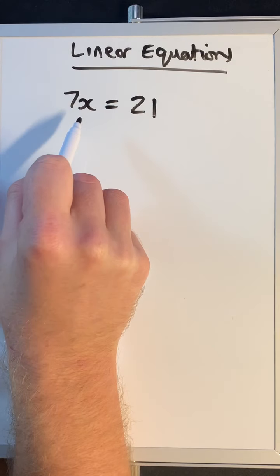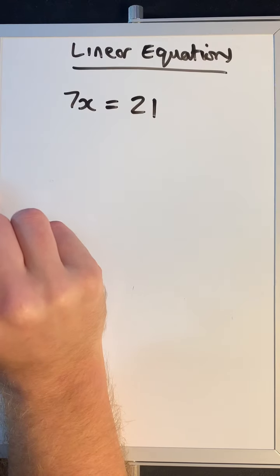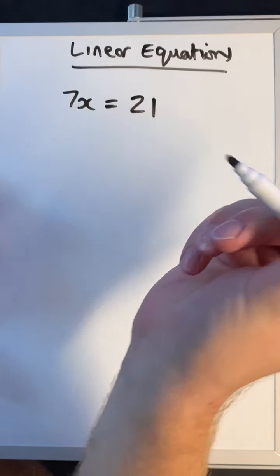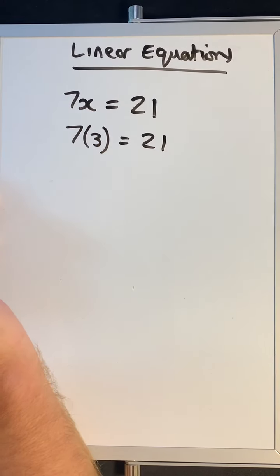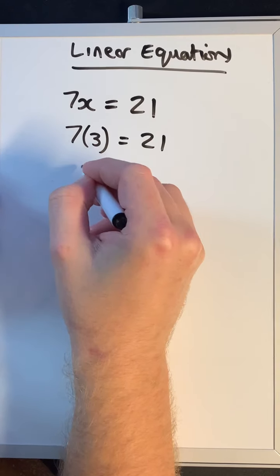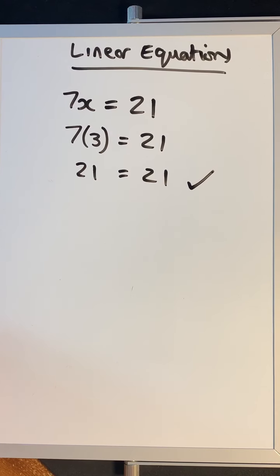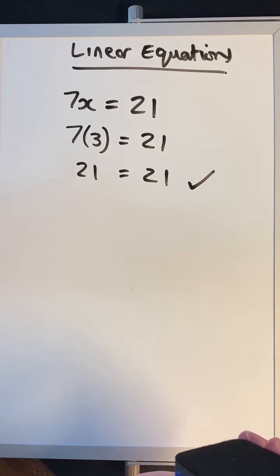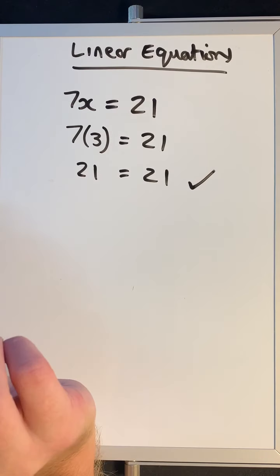Hopefully you can guess that x in this case is 3. So if we put x equals 3 in here, just by substitution and an easy bit of guesswork, we can see that we get 21 equals 21, so this satisfies the equation. Now naturally, most linear equations that we look at, you can't actually just guess. They're a bit more difficult than that. In this case, it's quite an easy one to guess, isn't it?